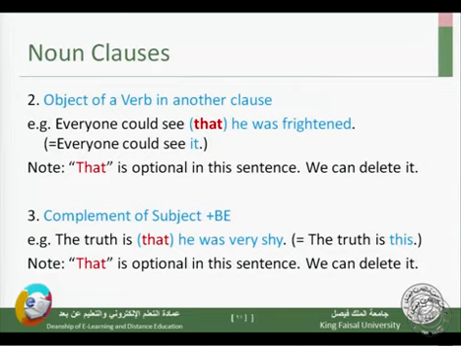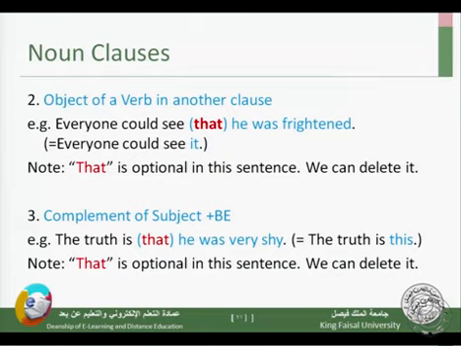So we can say everyone could see he was frightened. That can be removed, and this is why I put it between two brackets. So everyone could see that he was frightened. That, the subordinator here, can be removed. We can say everyone could see he was frightened. It is optional. It is not obligatory.